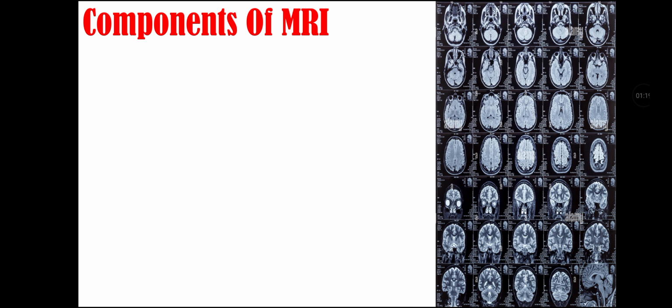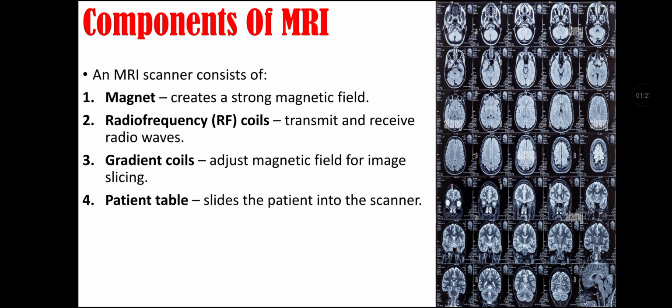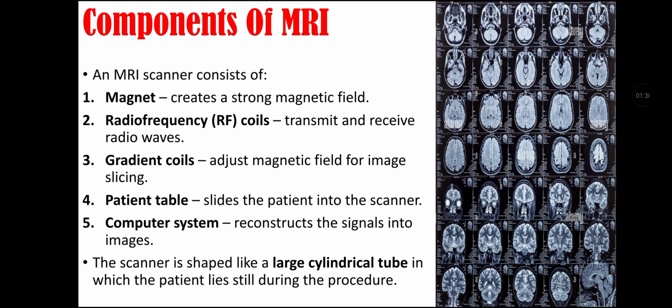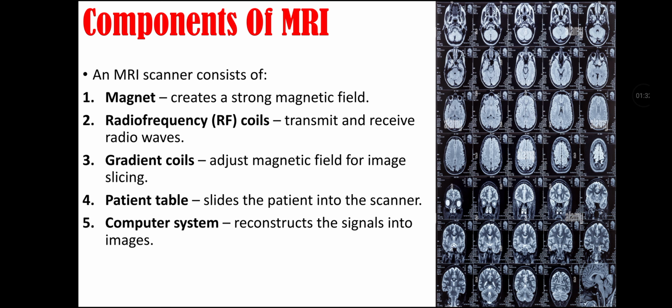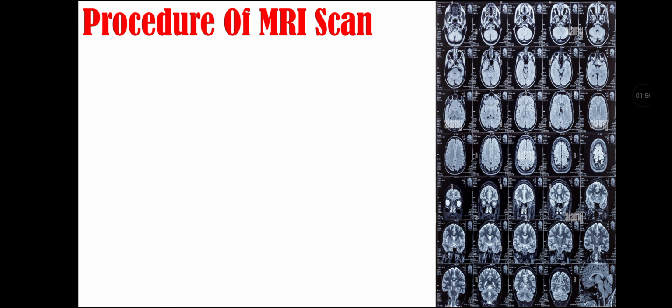Components of magnetic resonance imaging. An MRI scanner consists of a magnet, radio frequency coils, gradient coils, patient table, and computer system. The magnet creates a strong magnetic field. Radio frequency coils transmit and receive radio waves. Gradient coils adjust the magnetic field for image slicing. The patient table is for sliding the patient into the scanner, and the computer system reconstructs the signals into images. The scanner is shaped like a large cylindrical tube in which the patient lies still during the procedure.